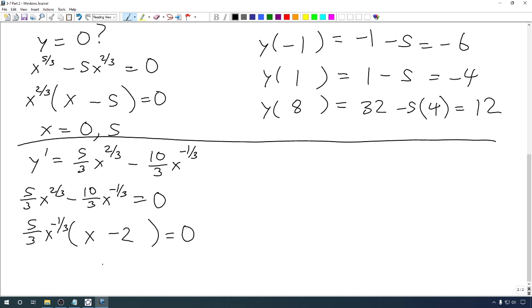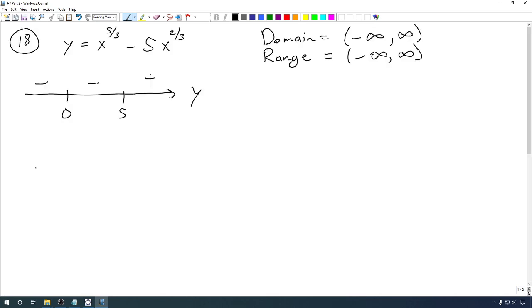Now, this is going to equal 0 when x equals 2, of course. Now, this part here is not going to ever equal 0, unlike what we had before. We do not get 0 like we had for the x to the 2/3. X to the negative 1/3 is actually the cube root of x on the bottom. So this is never going to equal 0. But it will not exist when x equals 0. So x equals 2 is a place where the derivative is 0. The derivative doesn't exist when x equals 0. So 0 is still going to be on our number line. 0 here, we have a 2 here for our first derivative.